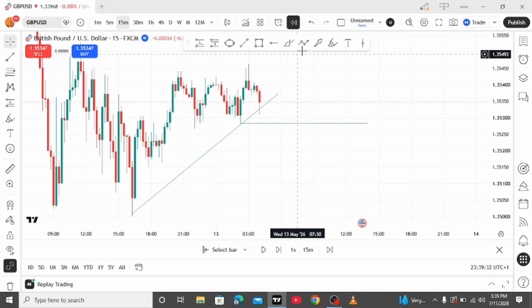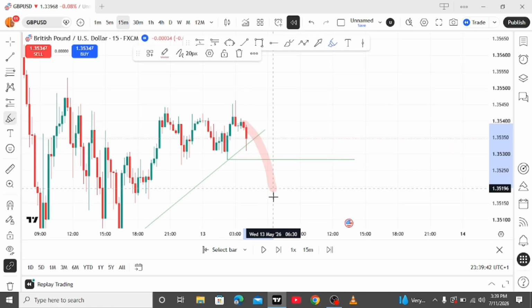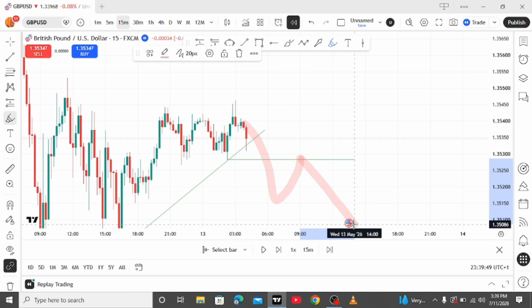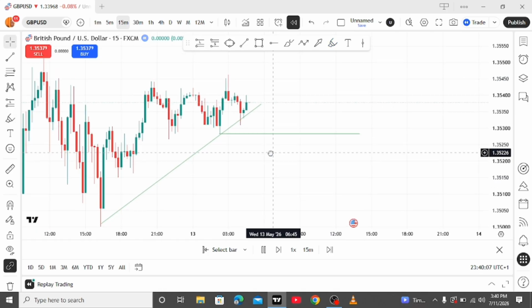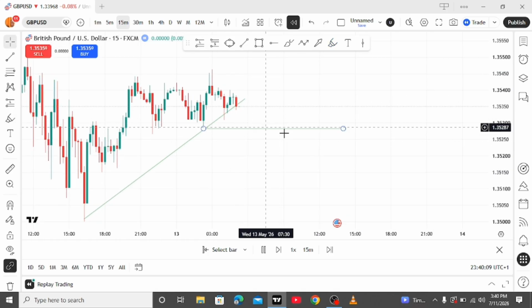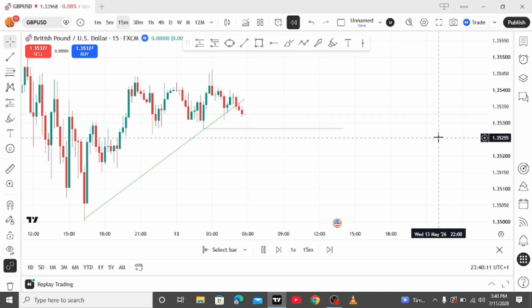I'll be waiting for the market to break and retest this support level. This is what I'm talking about: break this level and then retest. At this point, this is where I enter my short position, and then I expect the market to go down. So right now, let's wait for the market to break this support and retest it before we enter a short position.